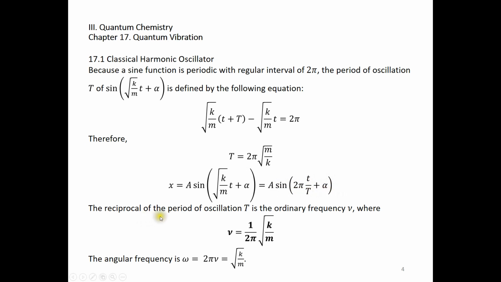The reciprocal of the period of oscillation is the ordinary frequency. So we get this equation again. This nu is the reciprocal of 2 pi times the square root of m over k. So nu, the ordinary frequency, is 1 over 2 pi times the square root of k over m, and the angular frequency is 2 pi times the ordinary frequency.